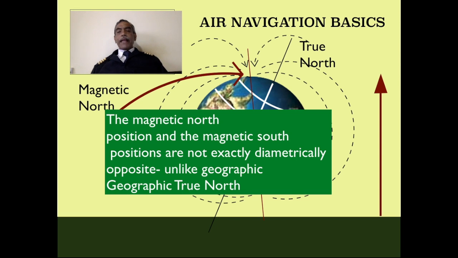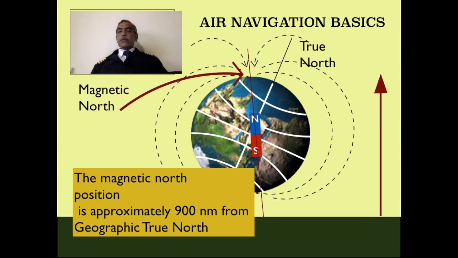Thirdly, the magnetic north position is approximately about 900 nautical miles away from the true north. So it's not a fixed point, it keeps changing. So we have to keep measuring it. We have to keep recharting all our maps and charts and all our navigation systems. We have to keep reworking. That's the point which we need to understand.